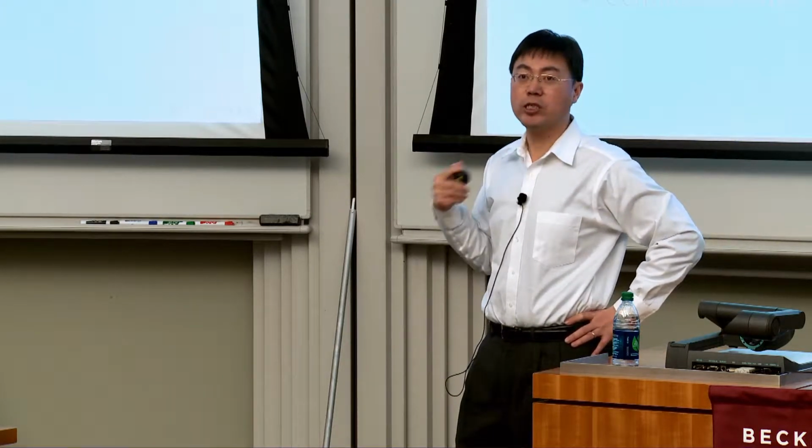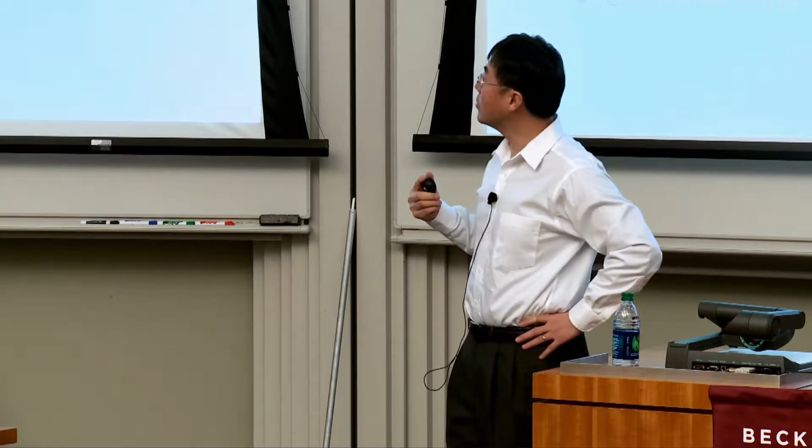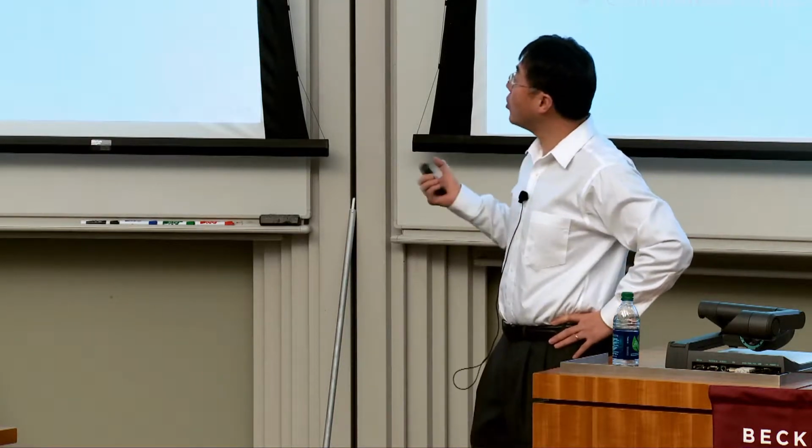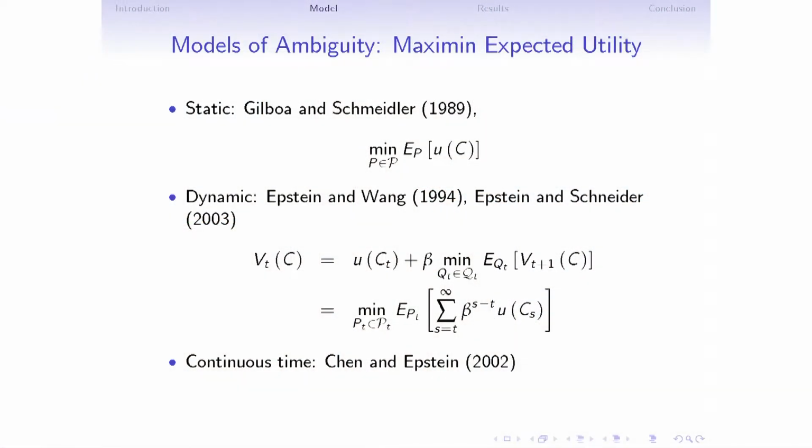Before I present the model, let me briefly review the literature of models of ambiguity aversion. The earliest, best-known model is the max-min expected utility model, also called the multiple priors model, proposed by Gilboa and Schmeidler in 1989. The model is very simple, and it's intuitive.